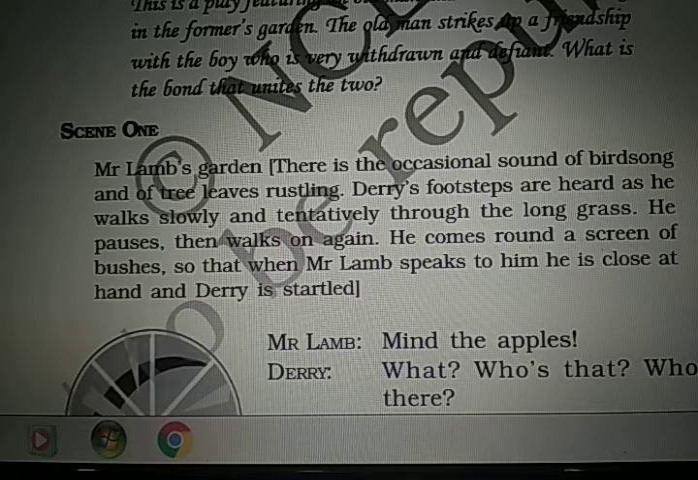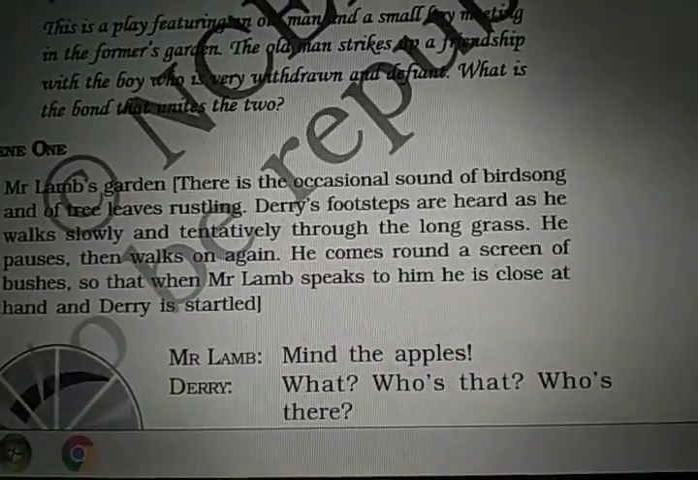So he is going uncertainly through the long grass. Then he pauses. He walks on again, then walks on again. He comes round a screen of bushes. There are so many bushes growing there, and he finds a kind of wall, a screen of bushes only, so that when Mr. Lamb speaks to him, he is close at hand and Derry is startled. Mr. Lamb was behind the screen of bushes. He could not see him, and when Mr. Lamb, who was very much near him, speaks to him, Derry gets surprised, startled, shocked, because he had thought nobody will be inside, nobody will be there inside, but there was this old man. And how their conversation goes, let's see. It is given here in the form of the dialogues.